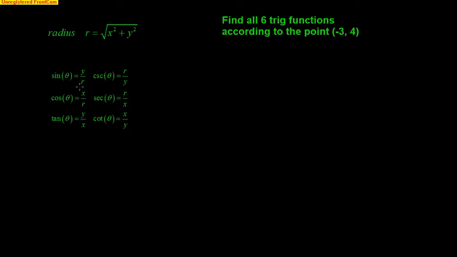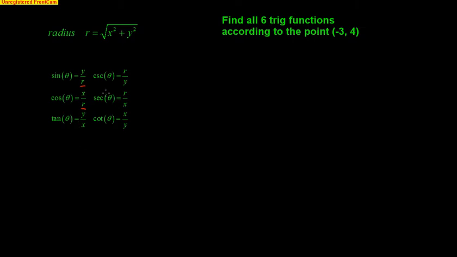Cosine's still going to go with x, but now it's x over r. Tangent and cotangent haven't changed. They're still y over x and x over y. But we didn't have to do r before because r was a value of 1 on the unit circle. So y divided by 1 was just y. So now, because the radius is bigger, we have to incorporate that new radius.